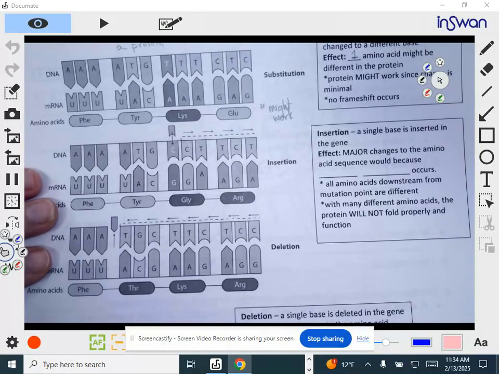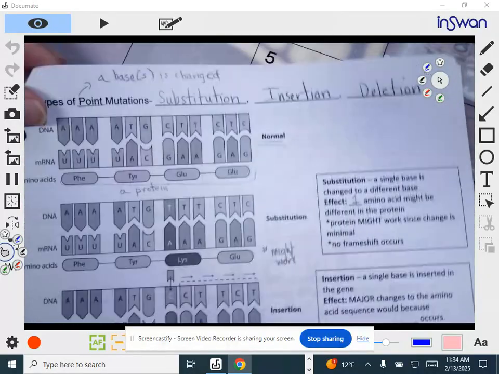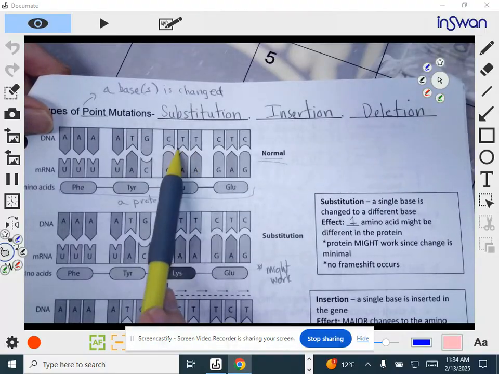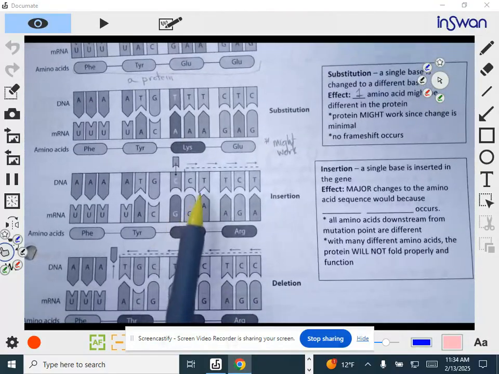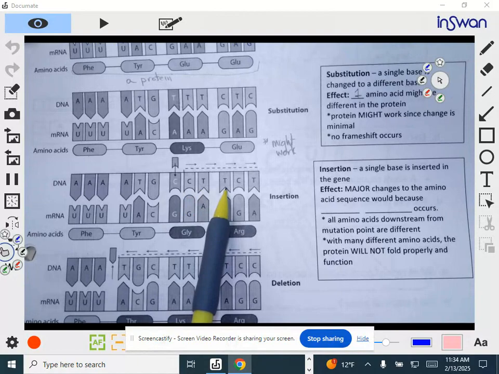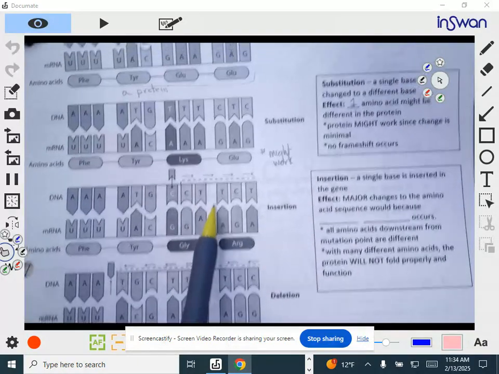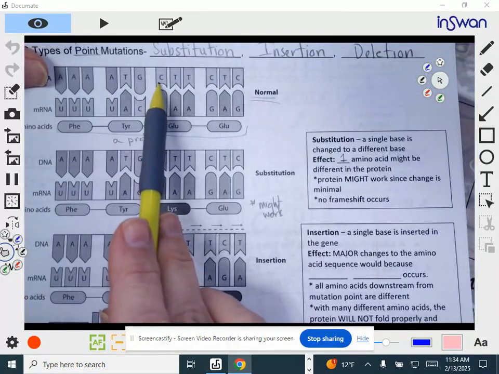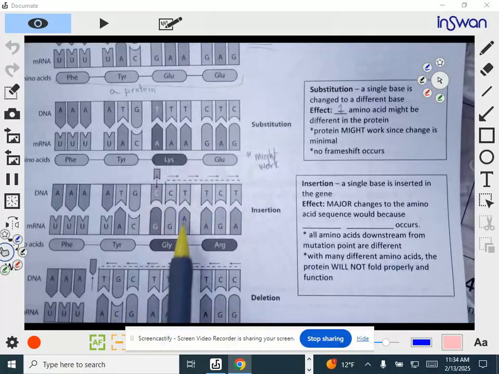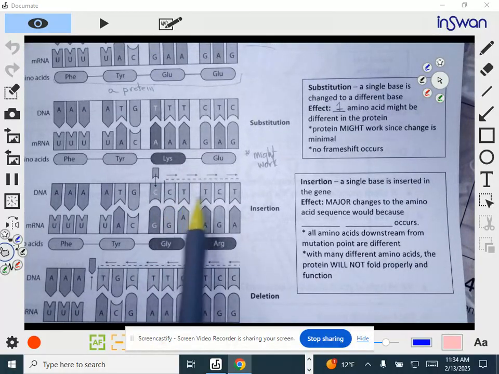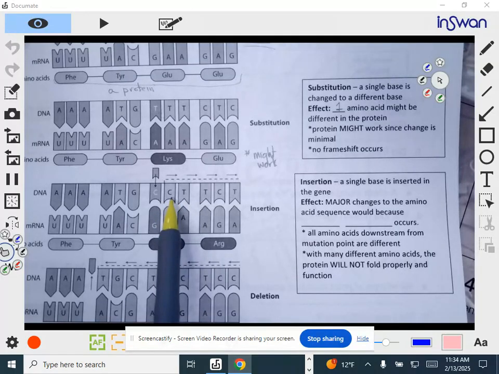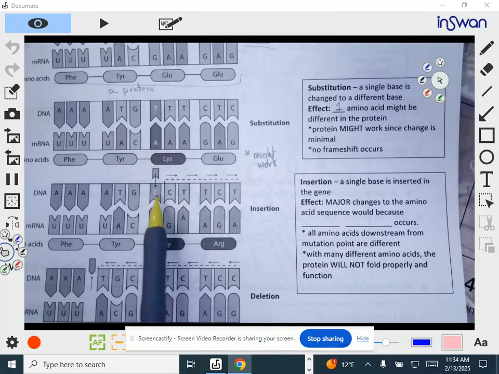So notice that in this situation, I'm going to go back and show you. You see this CTT right here? Well, it's still there, but it's right here, CTT. And notice up here, it was all part of 1 codon, and now those 3 bases are split between 2 different codons. So it looks like the CTT is still there, it's just been shoved down a spot because of an insertion point mutation.